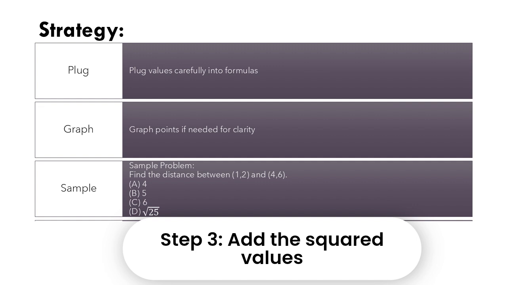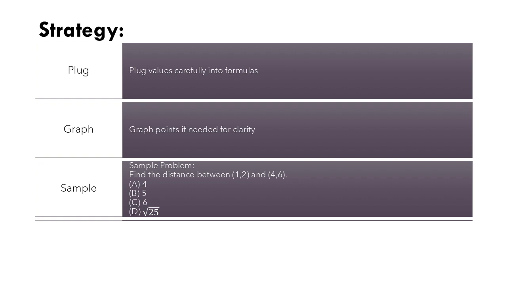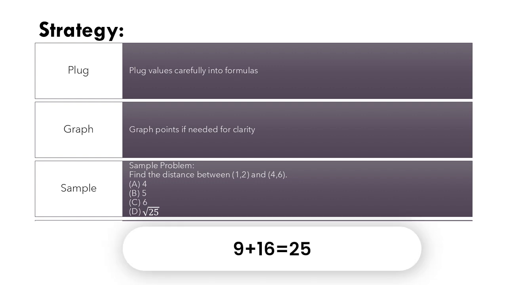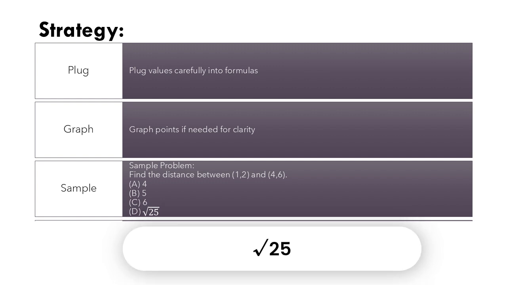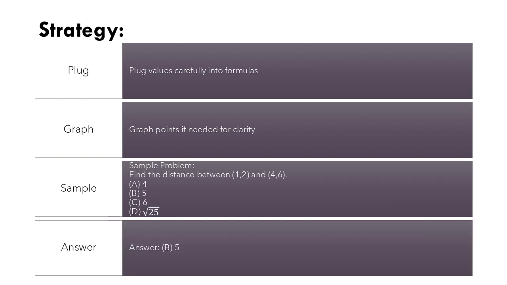Step 3. Add the squared values. Now, we add the two squared values together. 9 plus 16 equals 25. Step 4. Take the square root. Finally, we take the square root of 25, which is 5. So our final answer is 5. Looking at our answer choices, we see that the correct answer is option B, 5. And that's how you use the distance formula step by step.